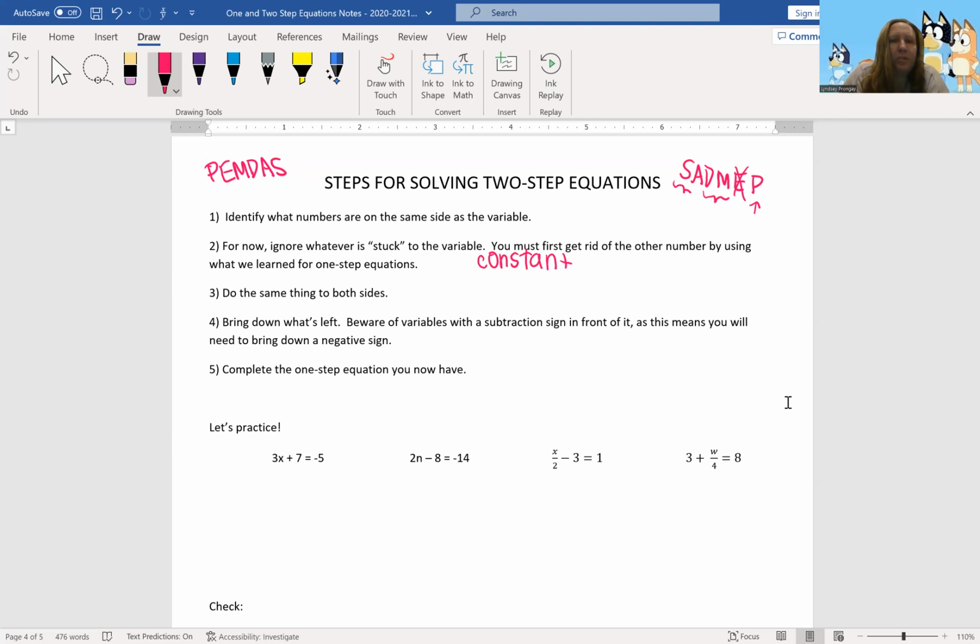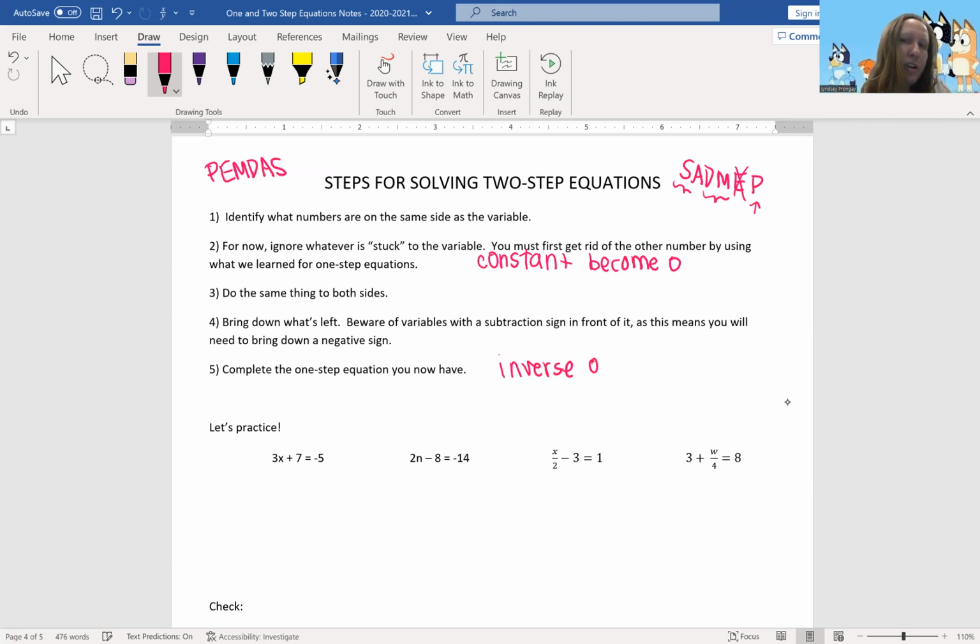So that's where we're going to either add or subtract to make that constant become 0. Make sure you do the same thing to both sides. You're going to bring down what's left. But now it's not just going to be an x. You might have a 2x or an x over 7. There's going to be something else there with the x, but you're still going to bring it down. And then finally, you're going to have a one-step equation at that point, and you're going to take care of that multiplication or division using the inverse operation.